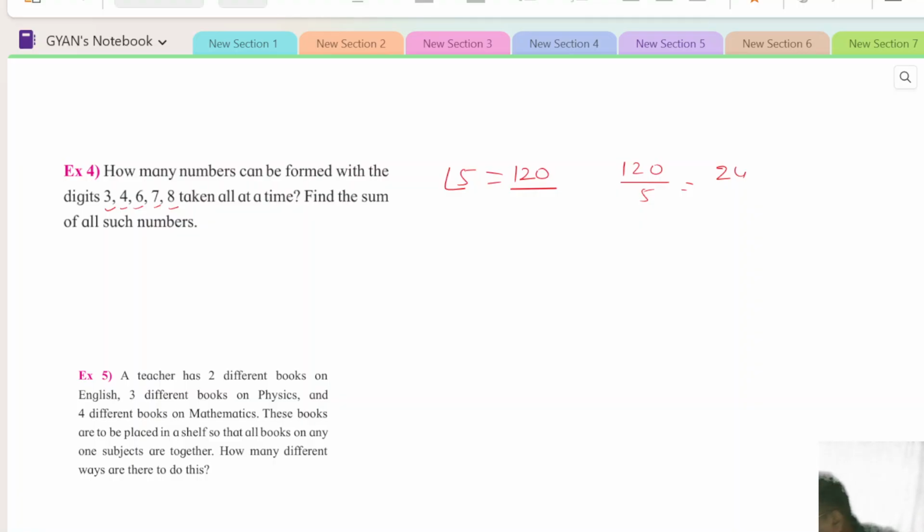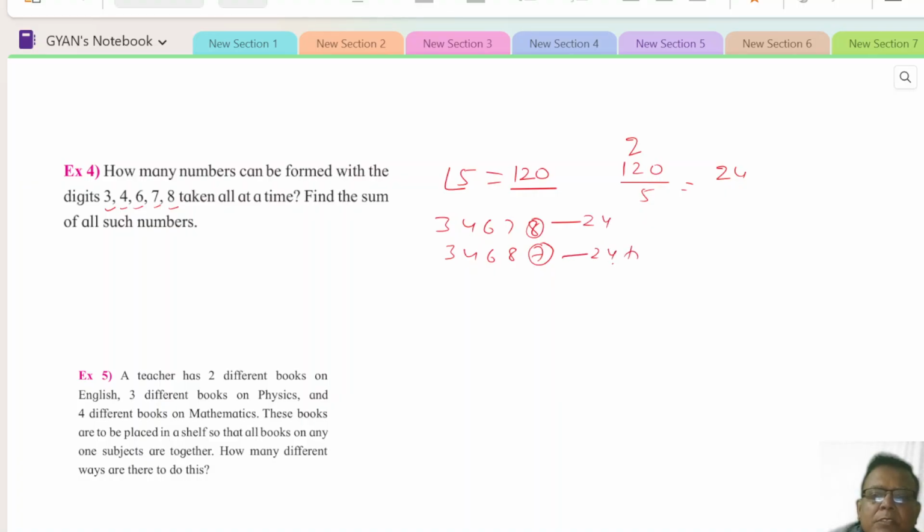24 times it will come. How many times will it come? 24 times. Suppose you are arranging 3 4 6 7 8. Now you are arranging 3 4 6 8 7. So each number will come 24 times. This also will come 24 times. If you write all the 120 numbers, then 8 will come 24 times. 7 will also come 24 times.